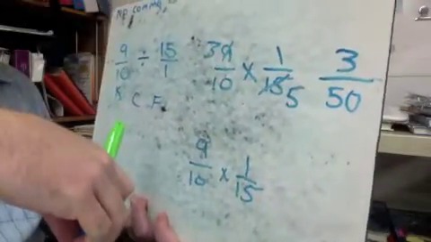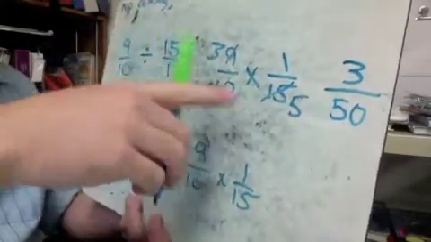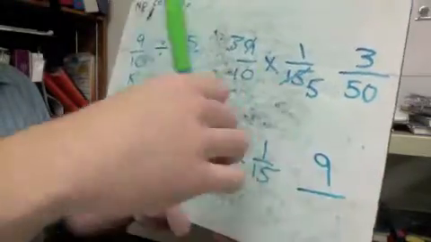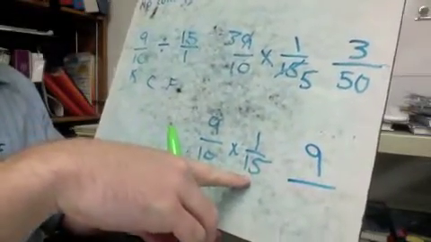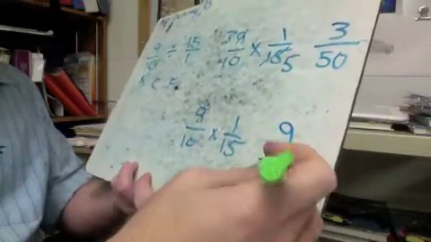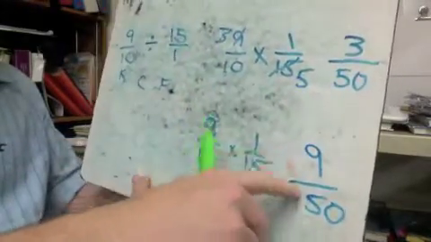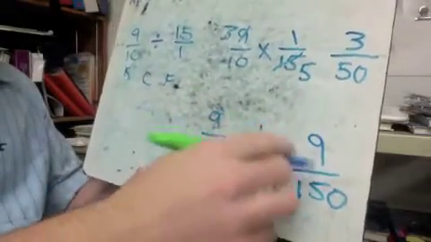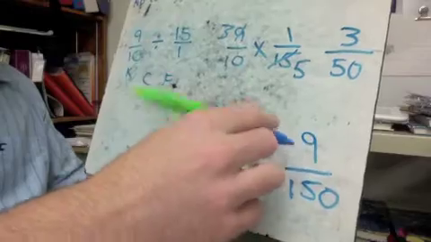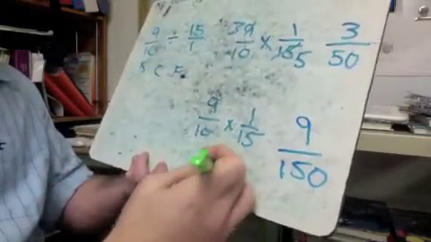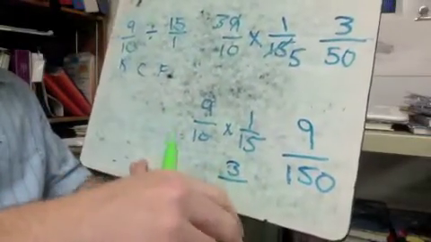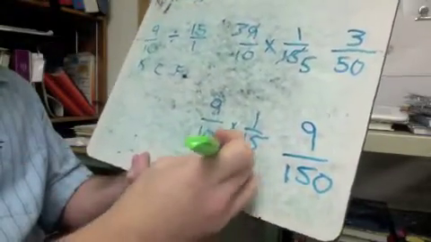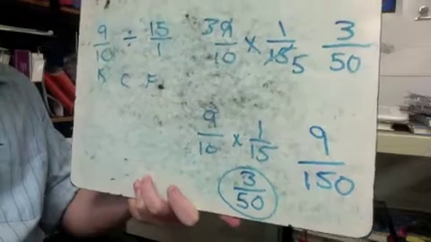If you're not using the cross division, that's fine. 9 times 1 is 9. 10 times 15, I believe, is 150. Here's where we're going to probably have to do some reducing to get it down to what we had here. If 3 goes into both of those, I know, so if I do 9 divided by 3, I get 3. 150 into 3 pieces would be 50, 50, and 50, so that should be 50. And I also get 3/50 for my answer.